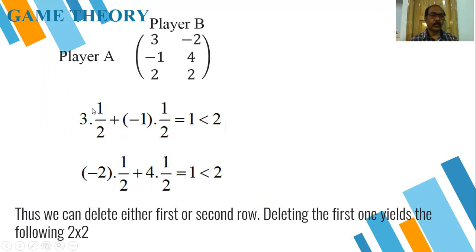So this is 3 by 2 minus half, which is equal to 1, that is less than 2. And minus 2 into half plus 4 into half is equal to 1, less than 2. Thus, we can delete either the first or the second row. Deleting the first one, we will get the 2 cross 2.